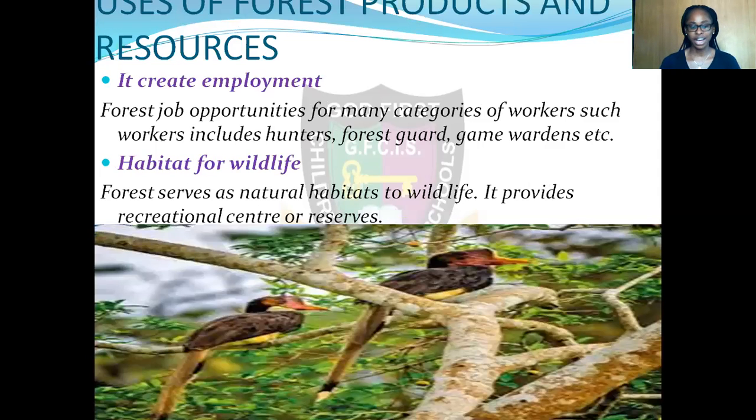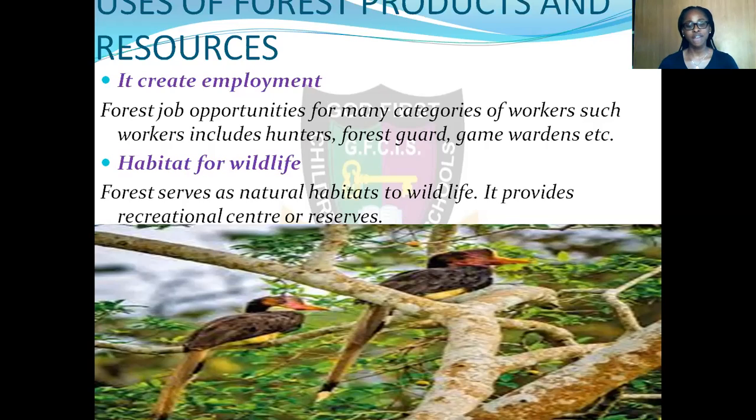So we move ahead to employment. The forest creates employment. The forest provides job opportunities for many categories of workers, such as hunters. The hunters can go into the forest to hunt and take their catch to the market and earn themselves an income. We also have forest guards. Those guarding the forest are paid monthly, so they use it as their job to earn income. We also have game warders, and many other job opportunities in the forest.